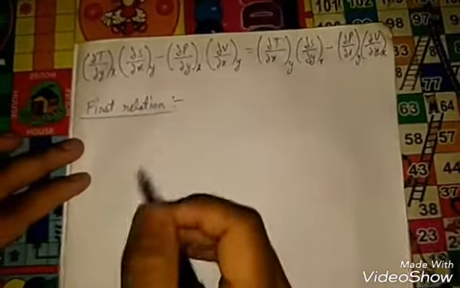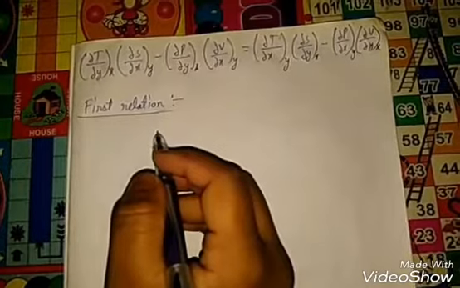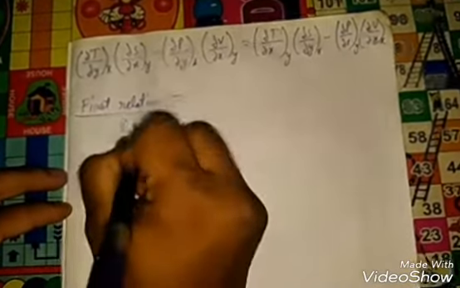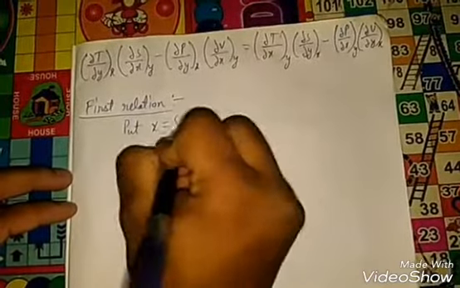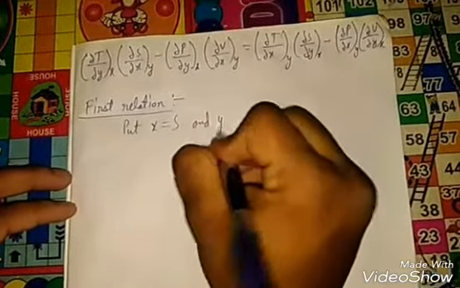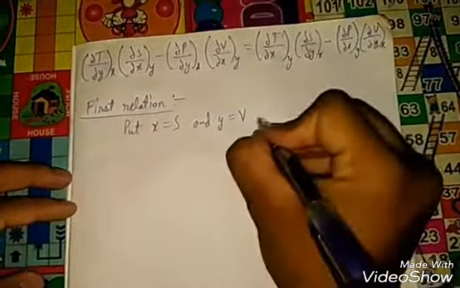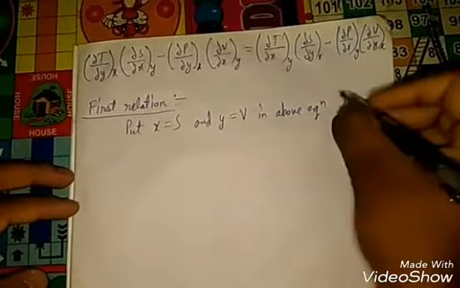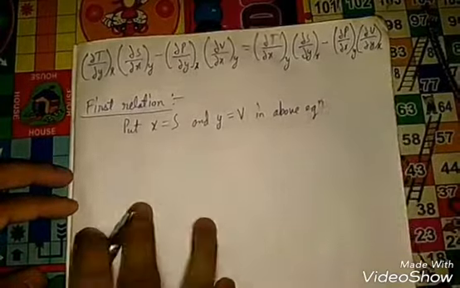Now for the first relation we put some conditions. Now what are the conditions? We put x is equal to s and y is equal to v in the above equation.